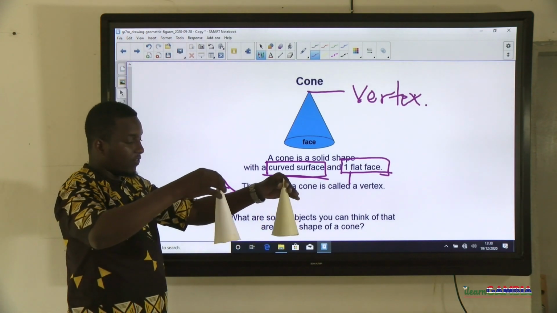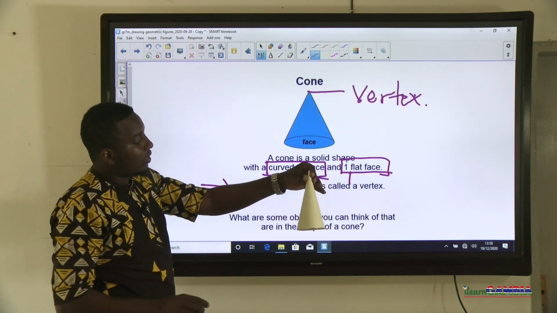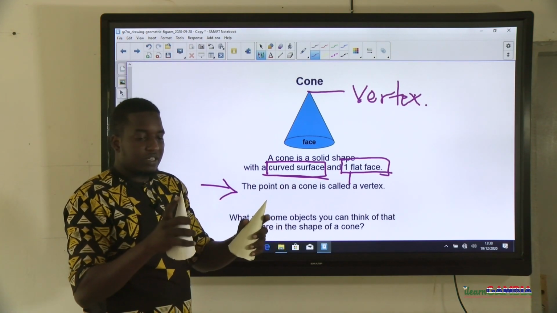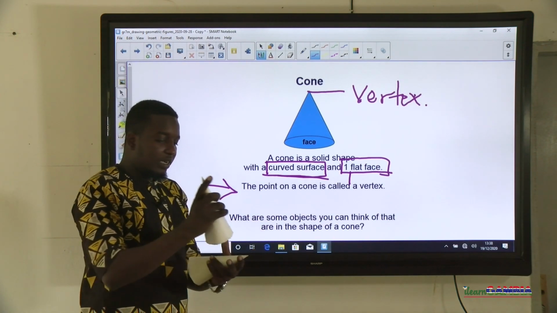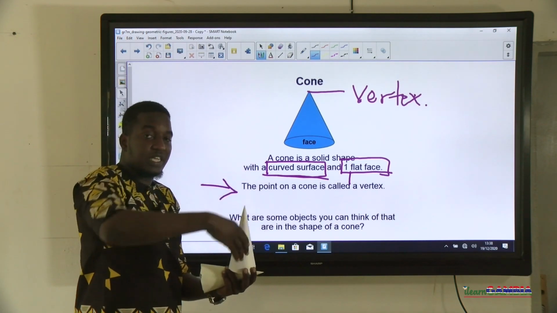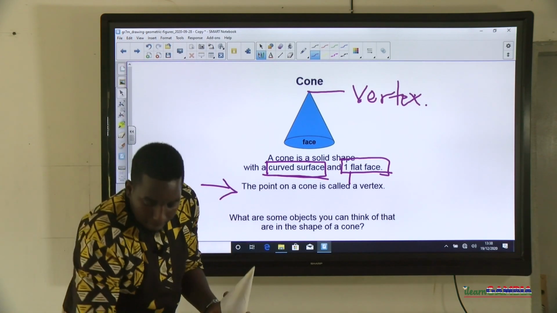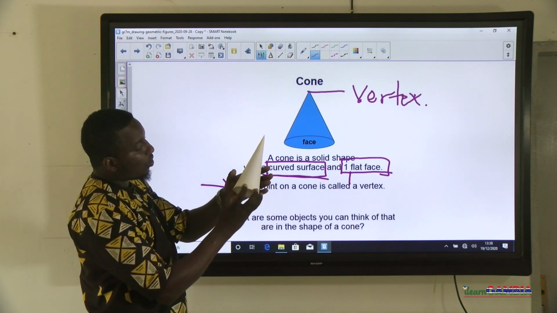Here are some examples of a cone. This one is a cone. It's a handmade cone. As you can see, they all have what? They all have the vertex. That is the point on top of the cone, referred to as the vertex. Then we also have the surface area. That is the curved surface area. It is not only a surface area, but the surface area is curved. It's curved. Like this is a total curve.